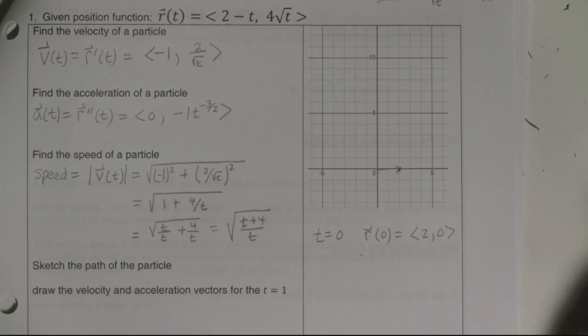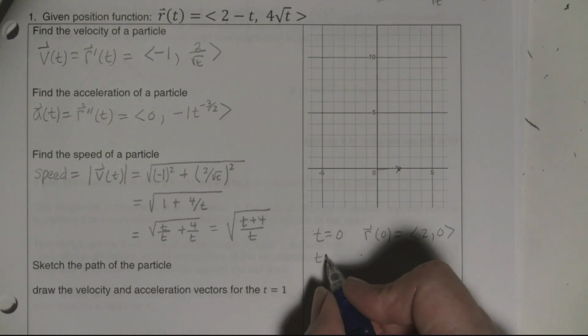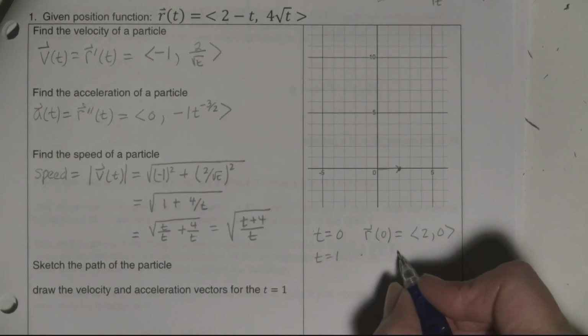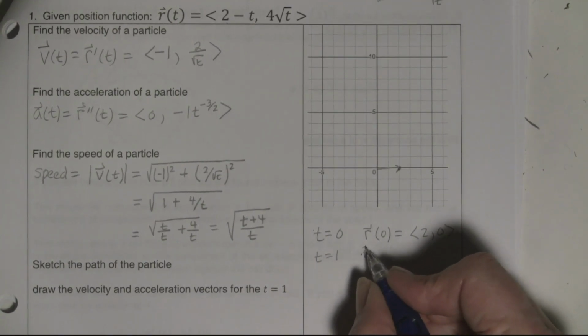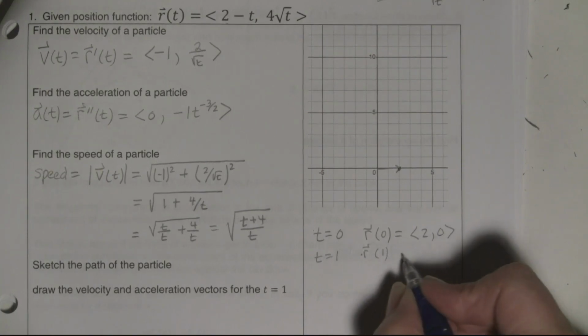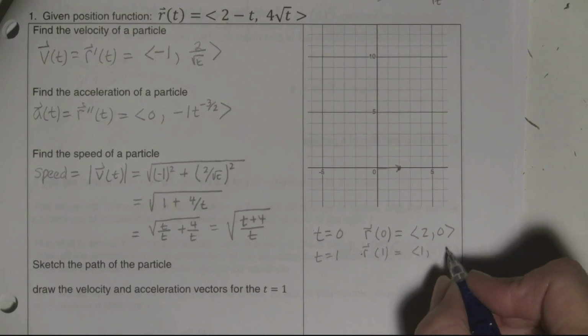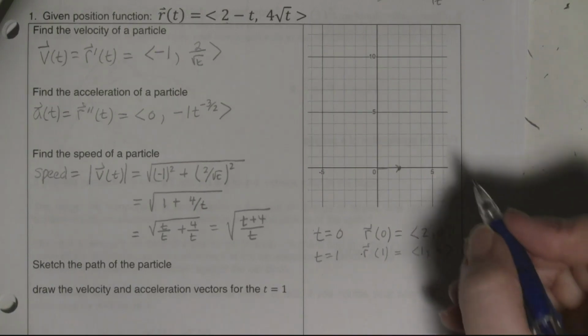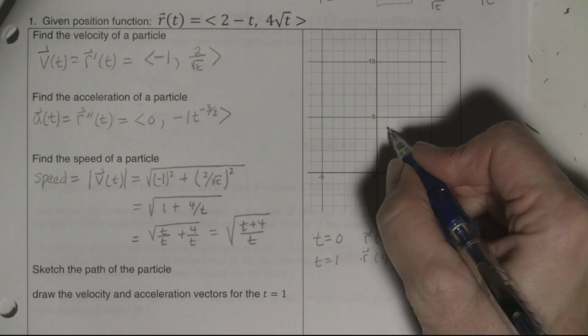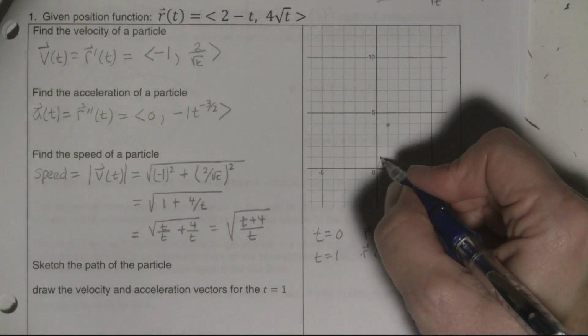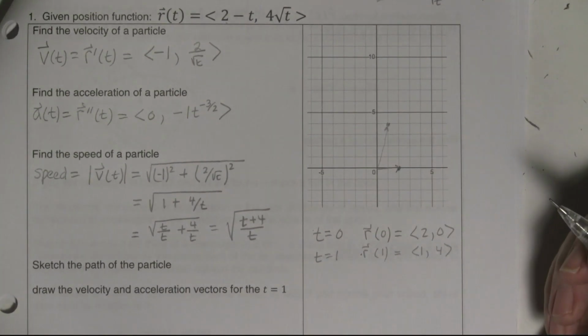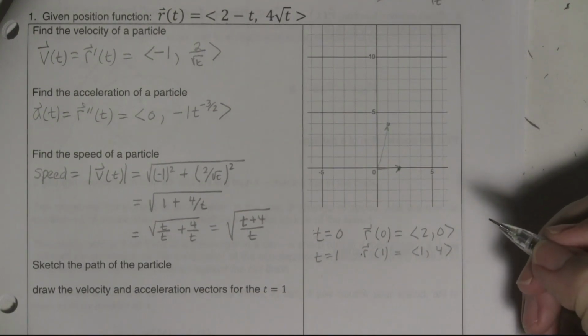I can plot a bunch of points, right? Like I could do t is 1. When I do t is 1, I get here, and I want to do something different than this maybe. So this gives me 1 and then 4. So over 1, up 4. And so here's another point, and the vector is pointing to that. And so I have 2 points on it.